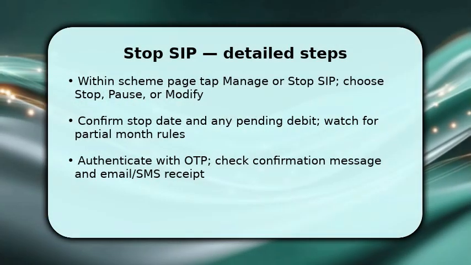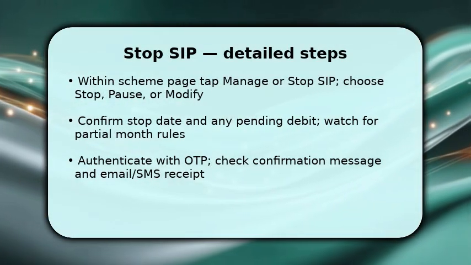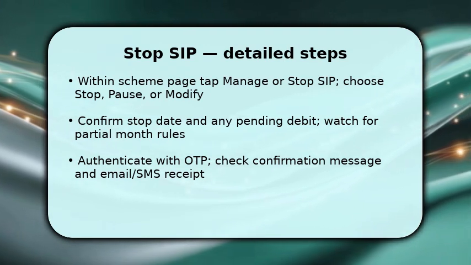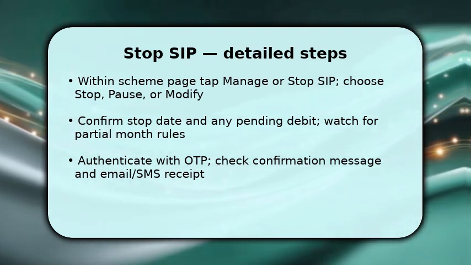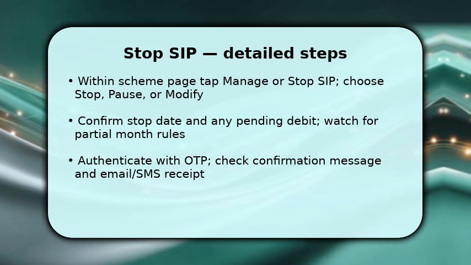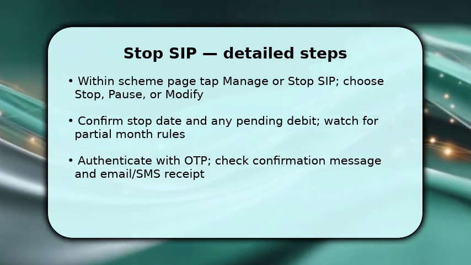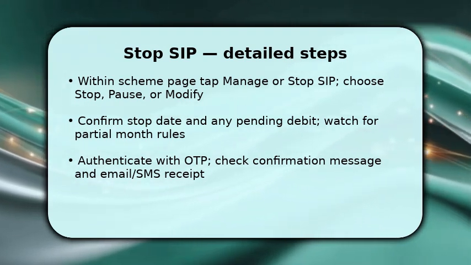Once on the scheme page, tap Manage or the Stop SIP button and choose Stop, Pause, or Modify. You want Stop to permanently end future debits. Then pick the effective stop date and check for any upcoming pending debit so you avoid an unintended payment.